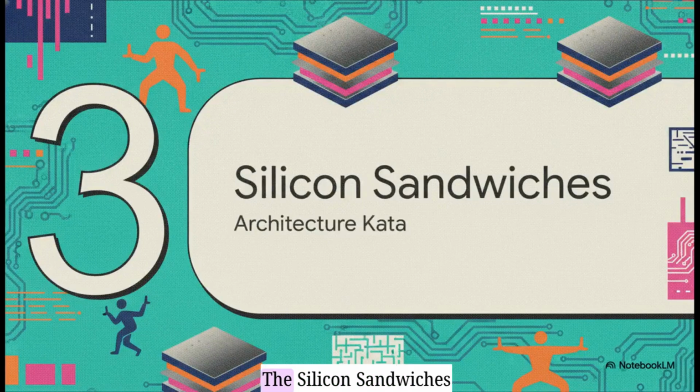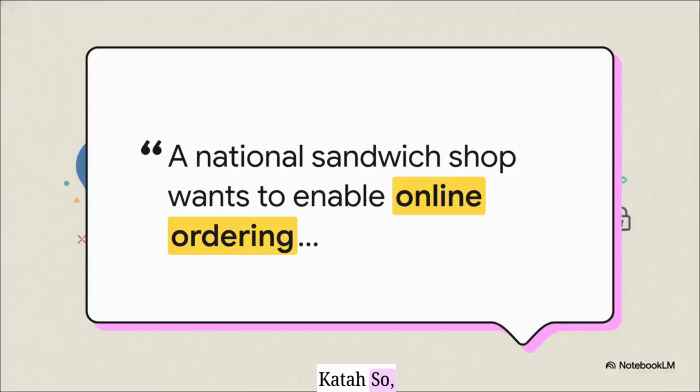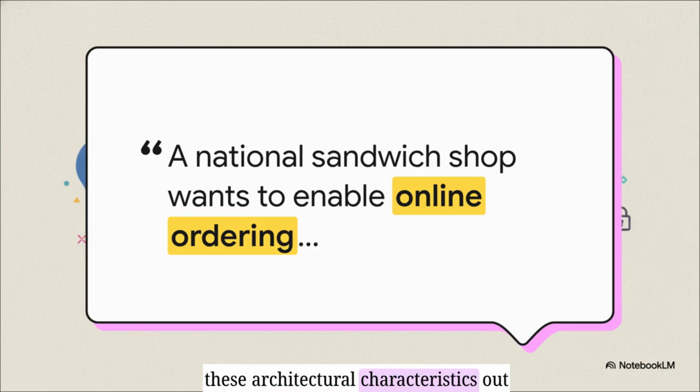Section 3. The silicon sandwiches kata. So, a kata is actually a martial arts concept. It's a training exercise focused on perfecting form. And the architect Ted Neward brilliantly adapted this for software, creating exercises to practice pulling these architectural characteristics out of vague problem descriptions. Here's the basic business premise for our kata today.